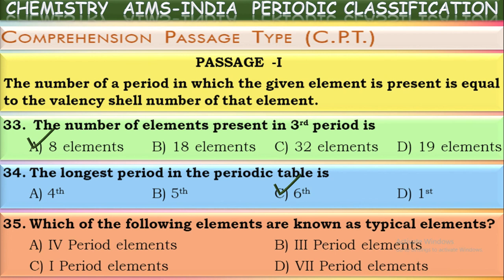Next, which among the following elements are known as typical elements? We know the third period elements are known as typical elements because based upon the properties of these elements, the properties of the remaining elements in that group can be predicted. That is why these elements are said to be typical elements. They are third period elements. Okay.